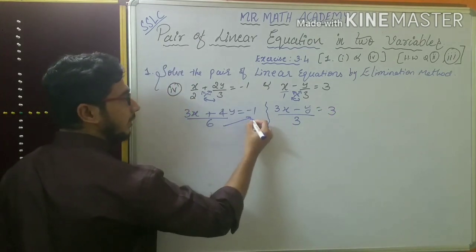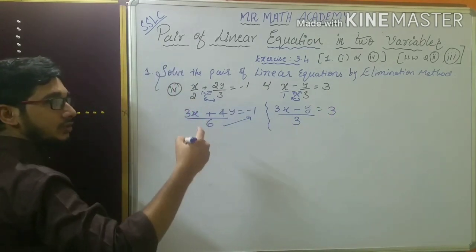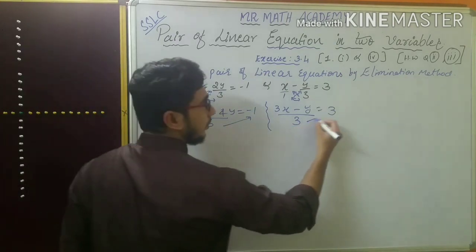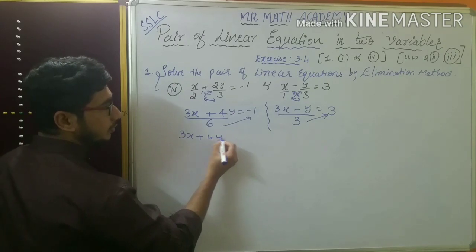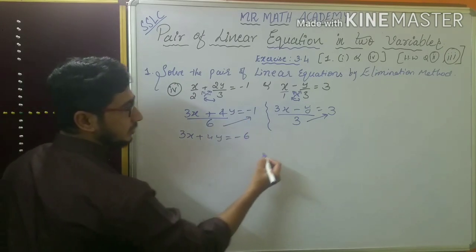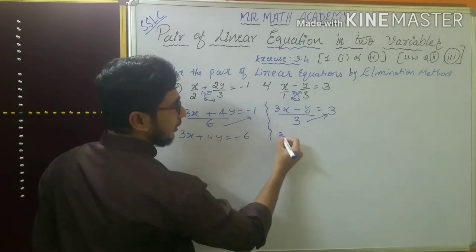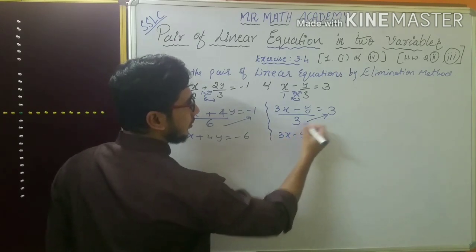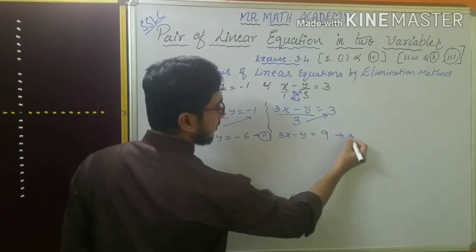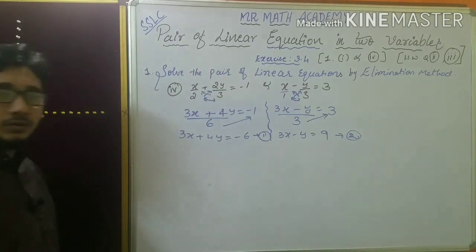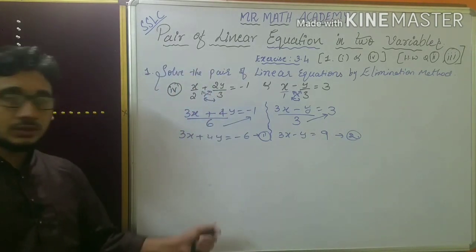Now multiply 6 to the RHS of the numerator. Multiply it here. So what will happen? 3x plus 4y is equal to 6 ones are 6. Here, 3x minus y is equal to 3 threes are 9. So you consider this as equation 1, this as equation 2. Now it is easy to simplify these problems.